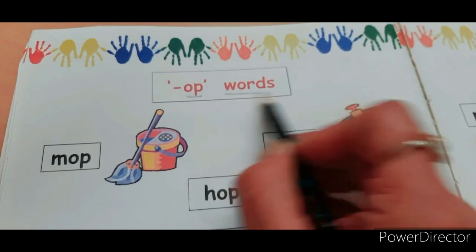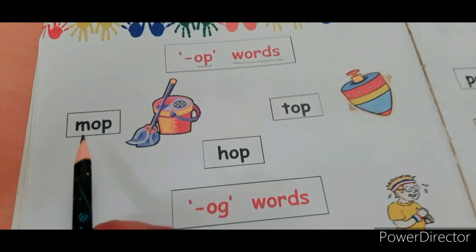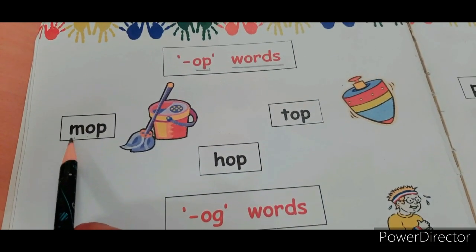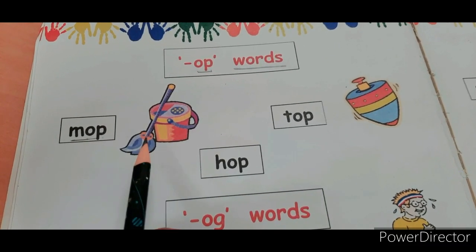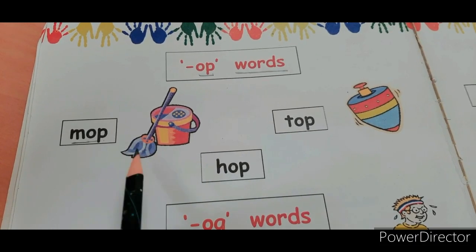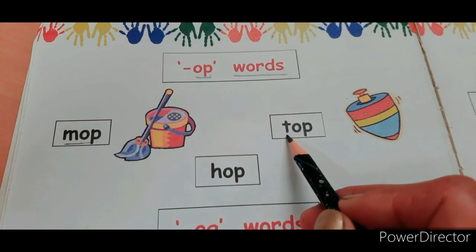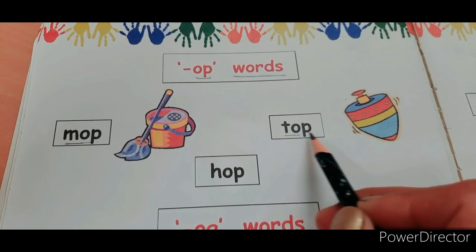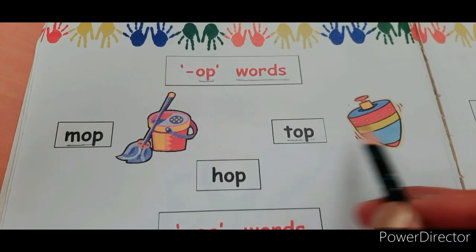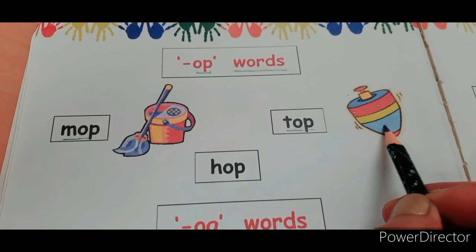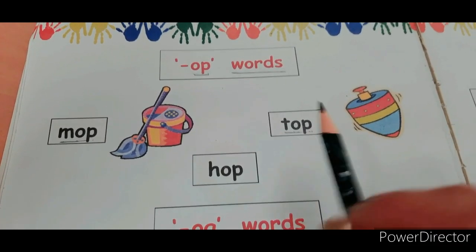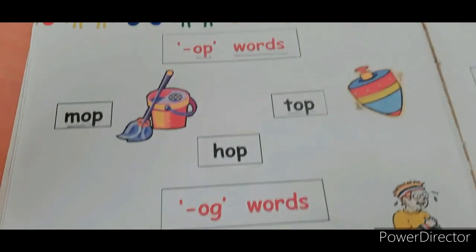Op words. Mop. This is a mop with which you clean the floor. Top. This is a top. It is a toy. And top also means upar, up.